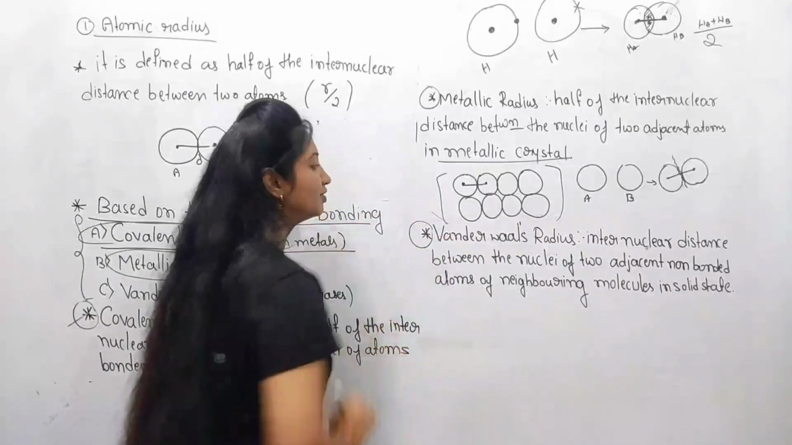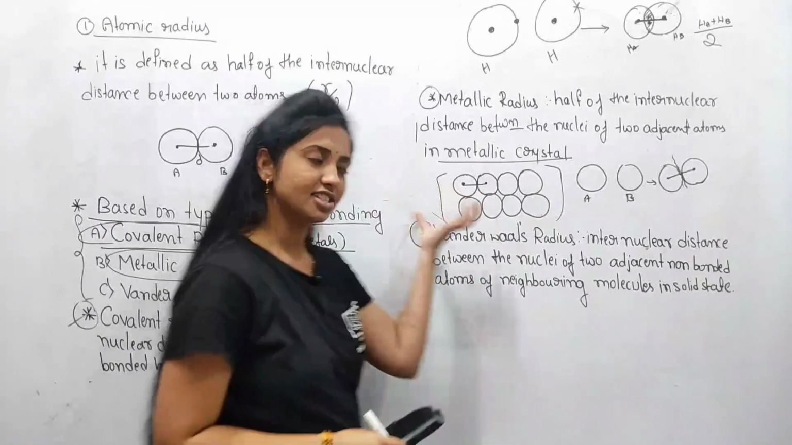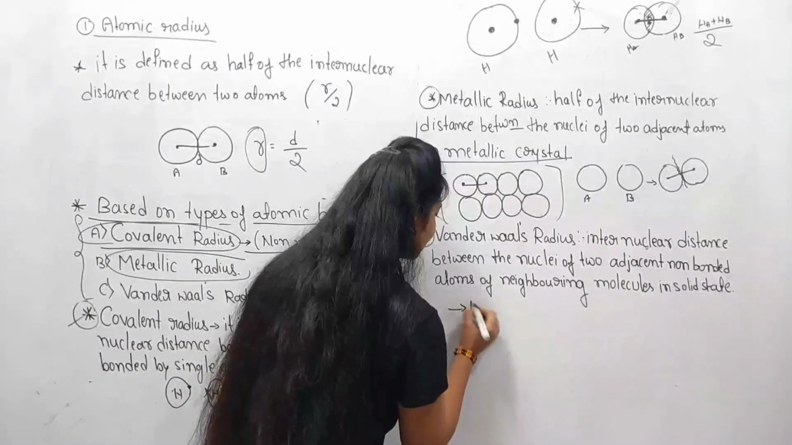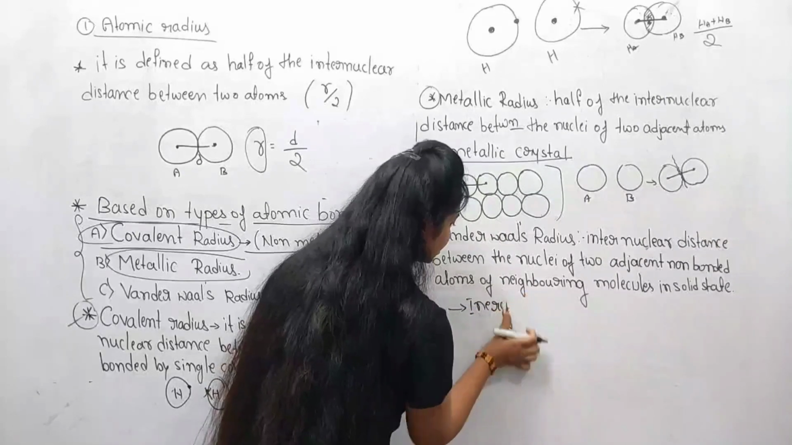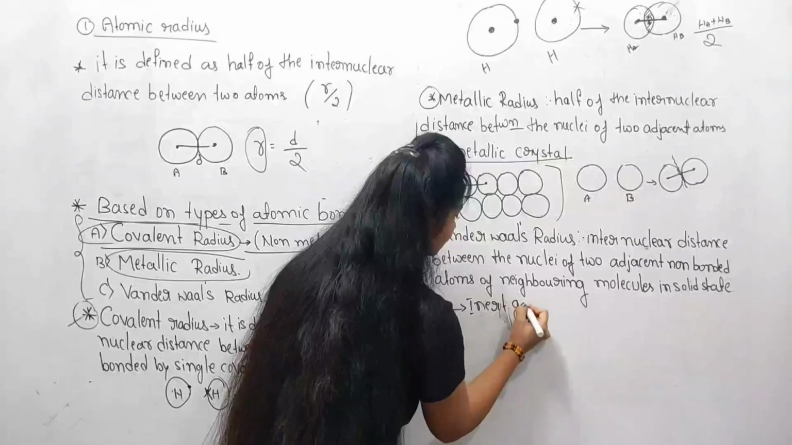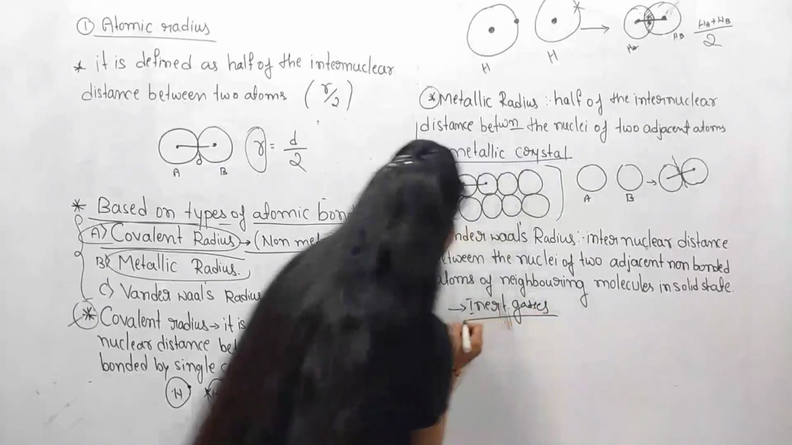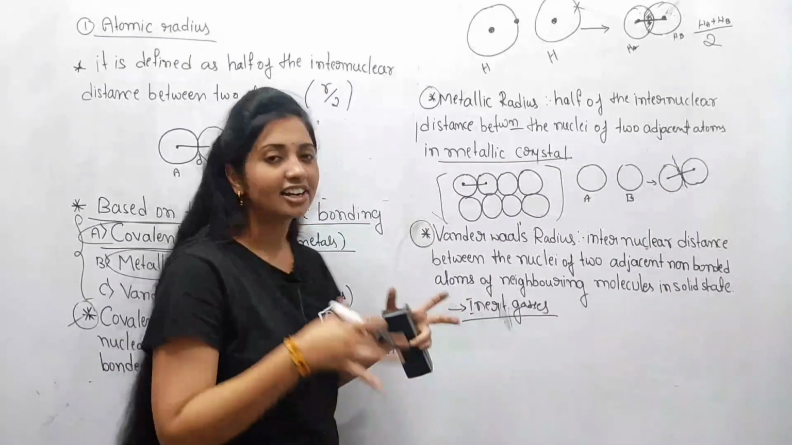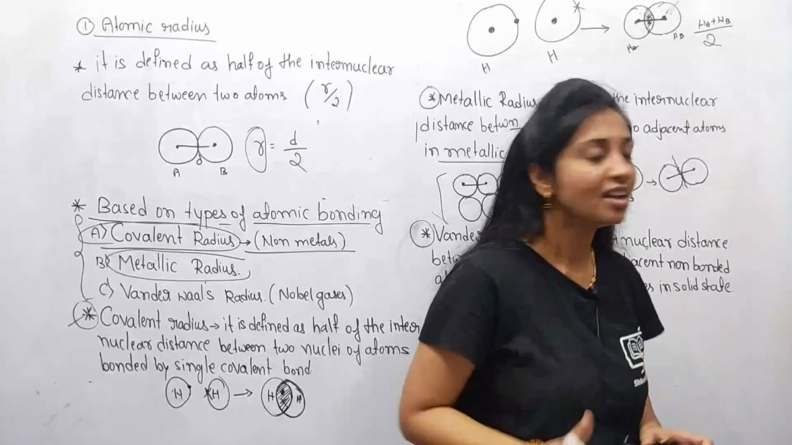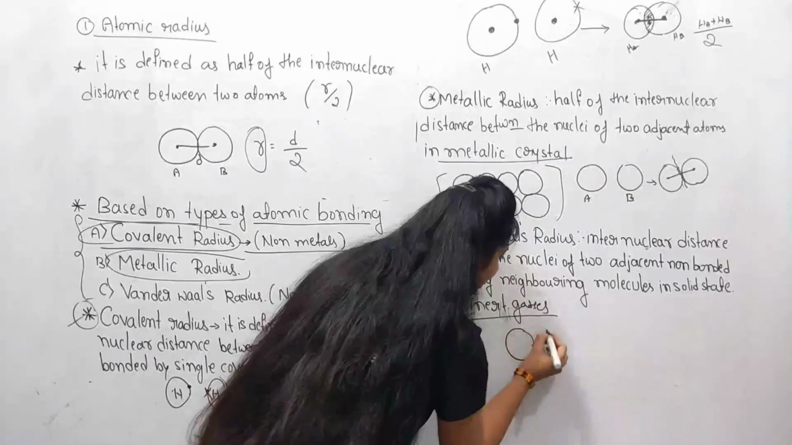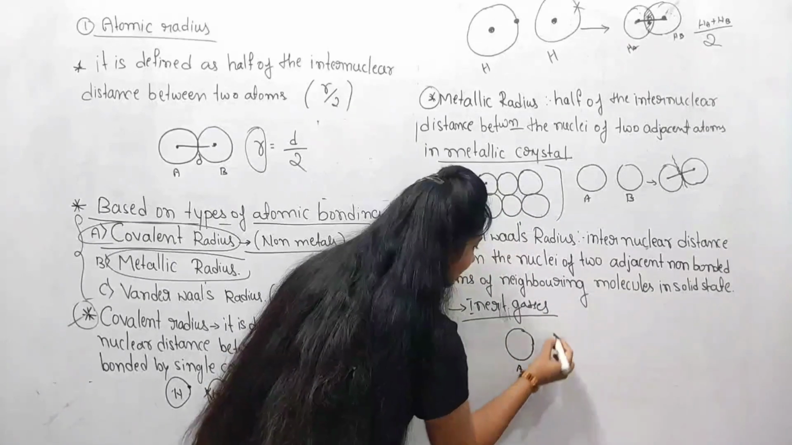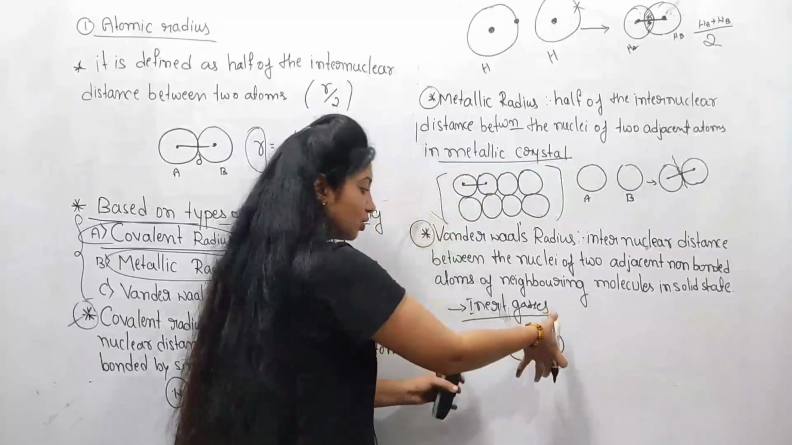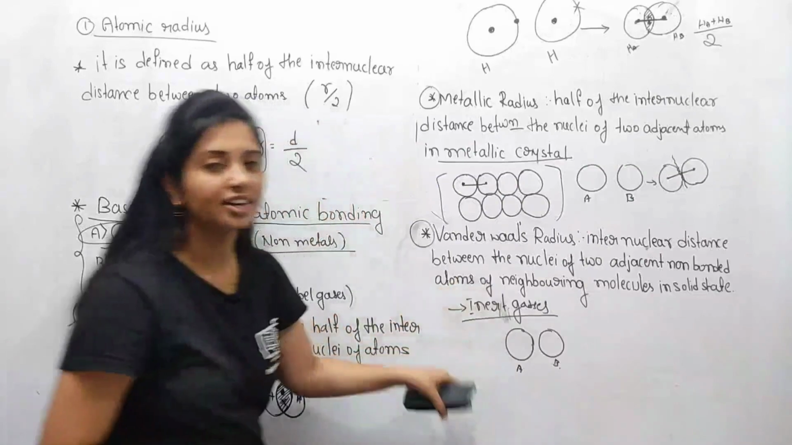And the next one is van der Waals radius. This is the radius measured in noble gases. Already you know that noble gases are called inert gases. Inert means noble gases are not involved in bonding with other atoms. They are inert and they are more stable. So consider this is an atom of a noble gas, and this is also another atom of the noble gas. So they come close to each other but are not bonded with each other.